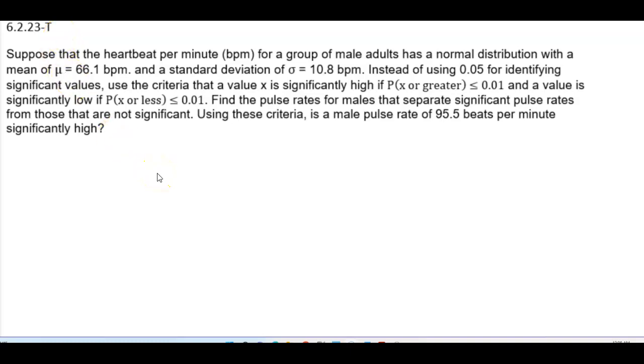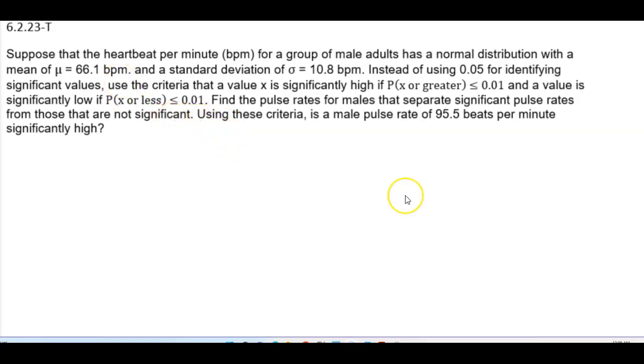Suppose that the heartbeat per minute, BPM, for a group of male adults has a normal distribution with a mean of 66.1 BPM and a standard deviation of 10.8 BPM. Instead of using 0.05 for identifying significant values, use the criteria that a value x is significantly high if the probability of x or greater is less than or equal to 0.01, and a value is significantly low if the probability of x or less is less than or equal to 0.01.